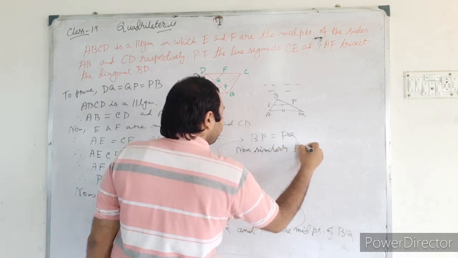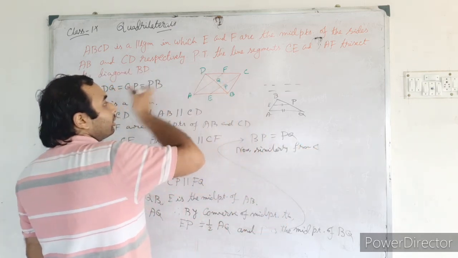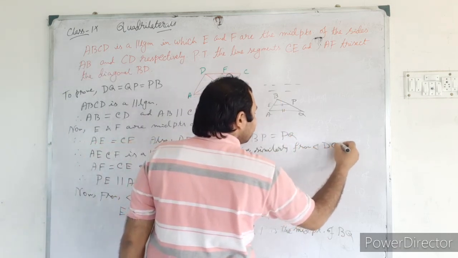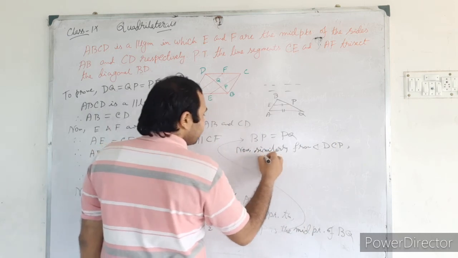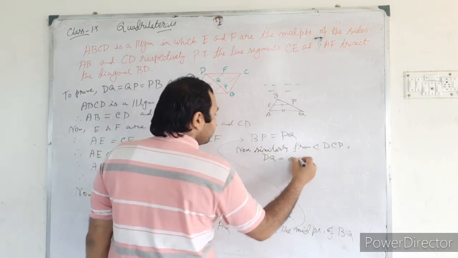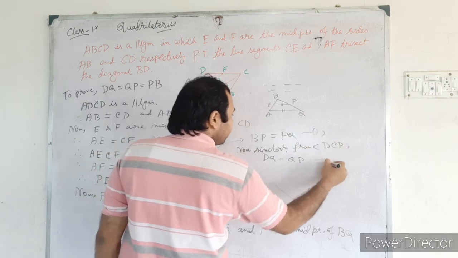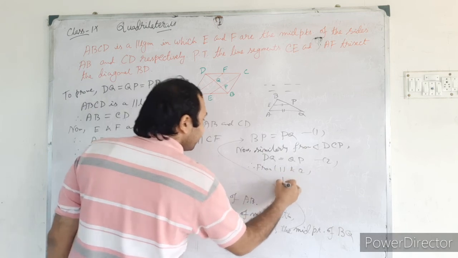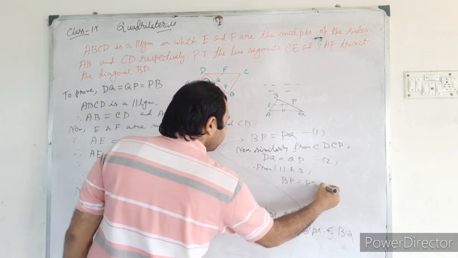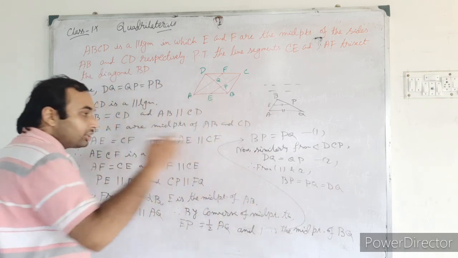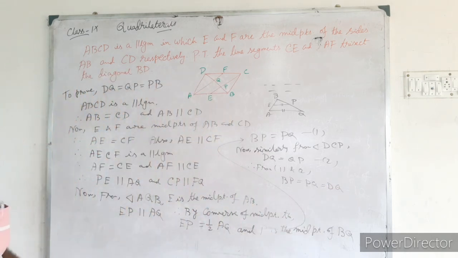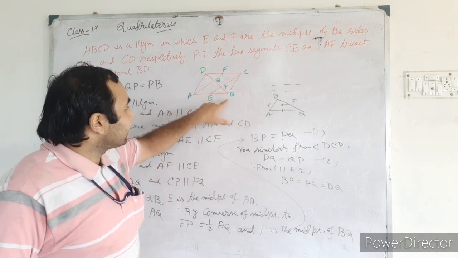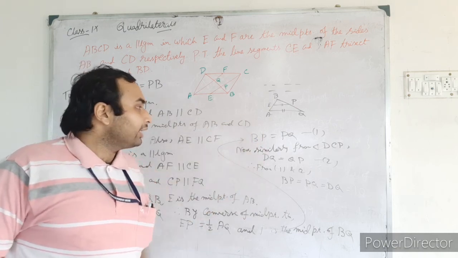Now similarly, from triangle, we will take DCP. From triangle DCP we can prove that DQ is equal to QP. So from this 1 and 2 we can definitely say BP is equal to PQ is equal to DQ. So this was our aim to prove, and we have finally proved that those two are trisecting the diagonal BD. You will write that result.